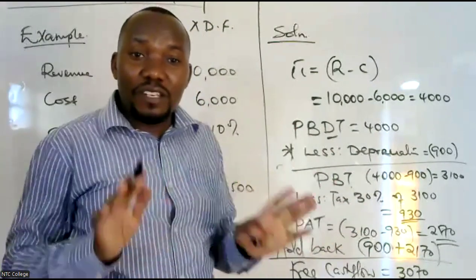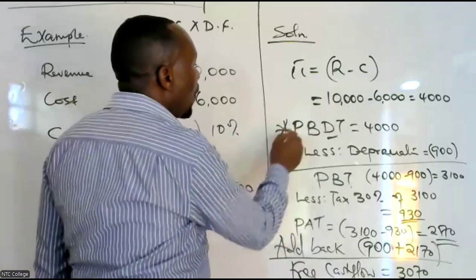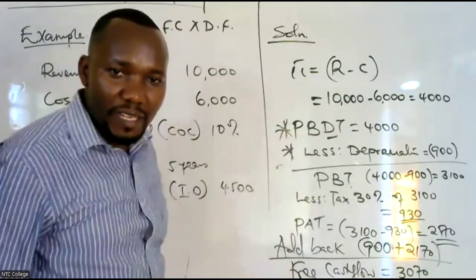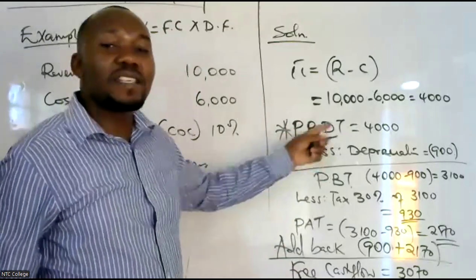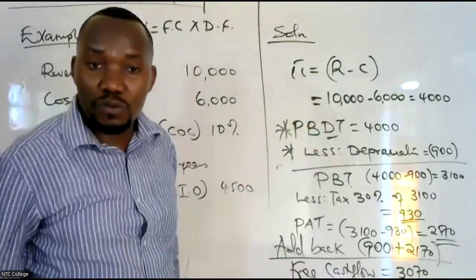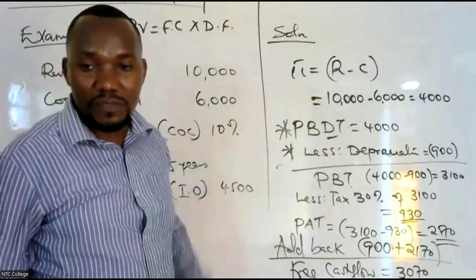If the examiner has not given you tax, it means that the full amount that we had here all went to our account. Hakuna pesa tulipoteza. Kwa hivyo kama hakuna tax, then the profit before depreciation is the same as the free cash flow. Profit before depreciation is similar to the free cash flow.